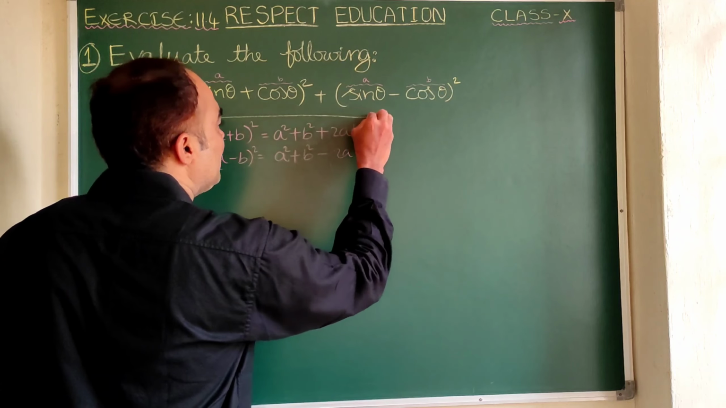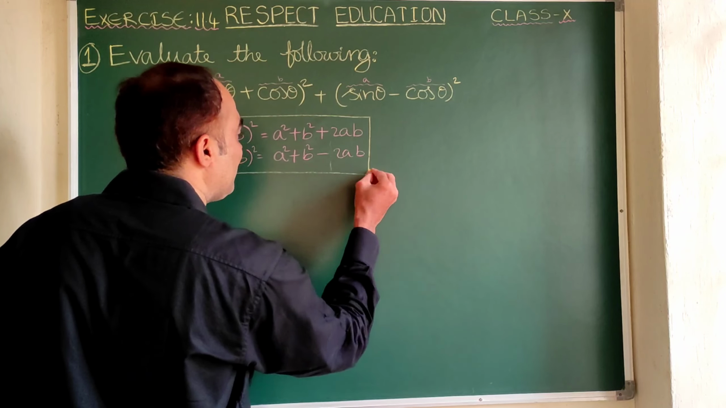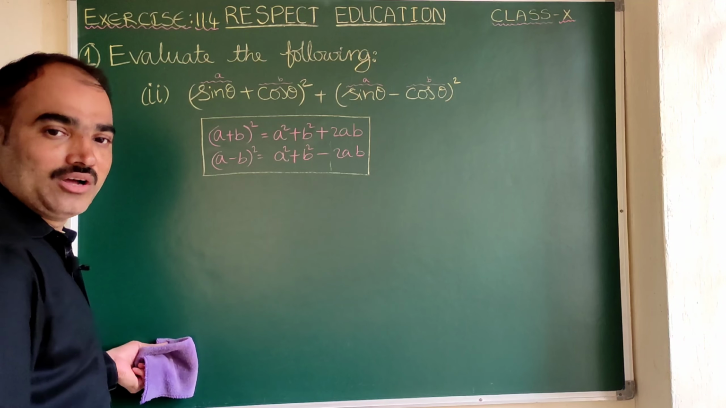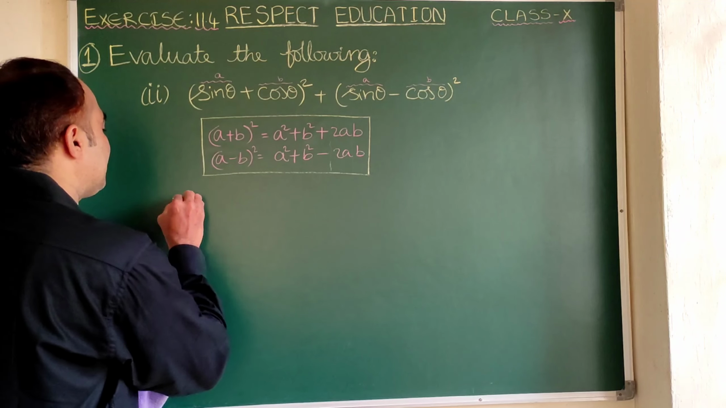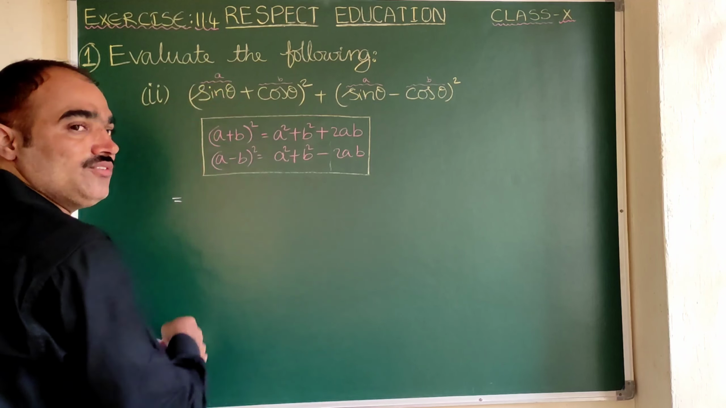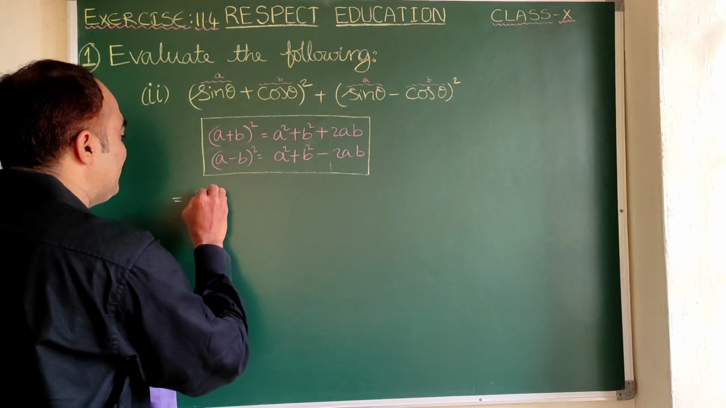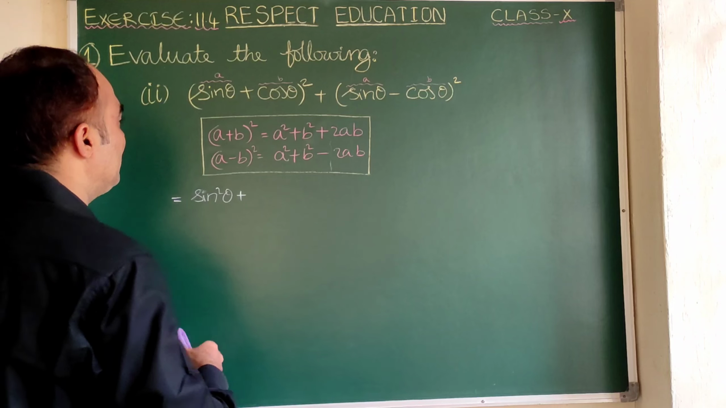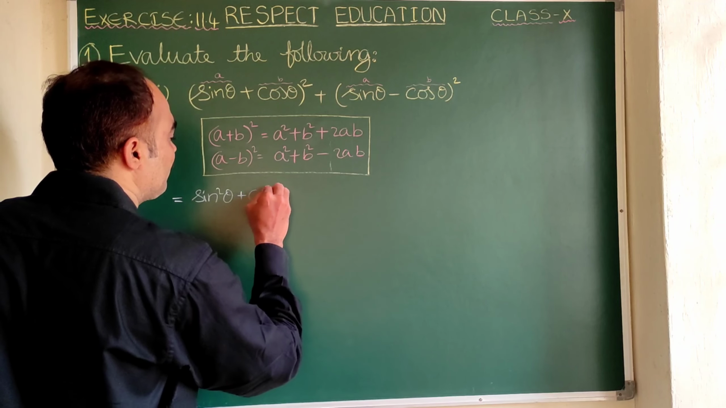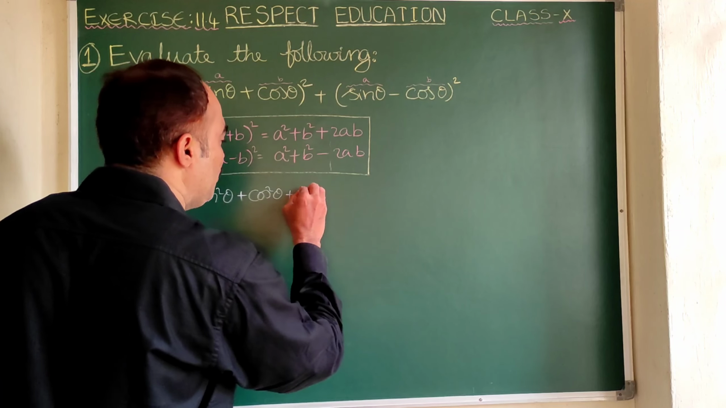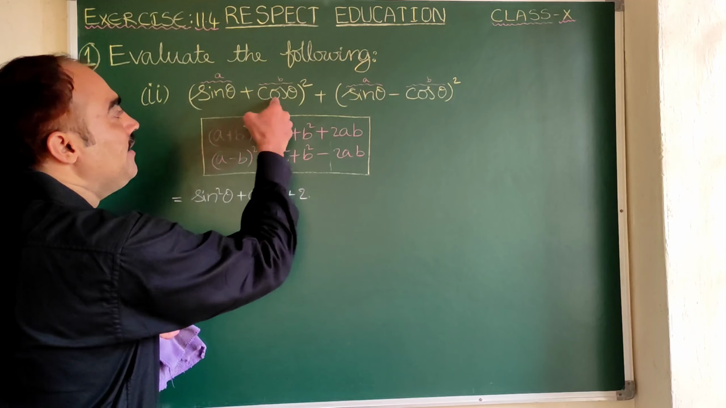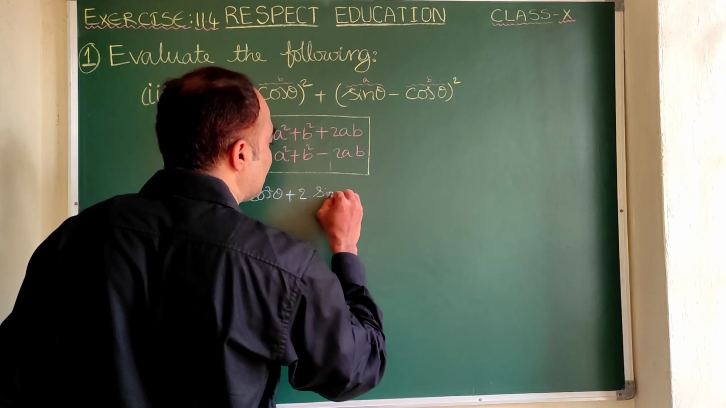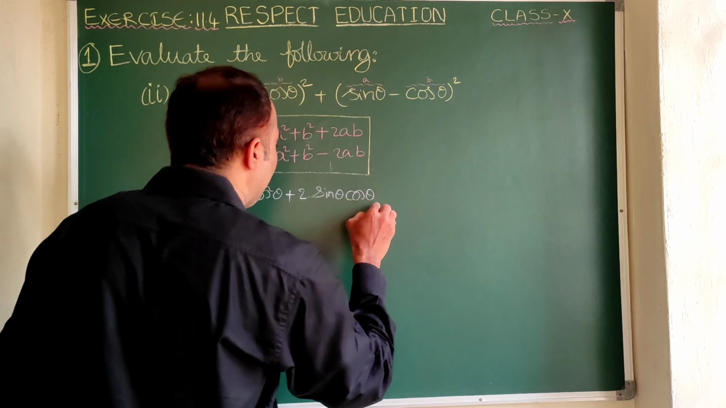Now, based on these formulas, wherever A is there, you can say sin theta. Wherever B is there, you can say cos theta. Now, can you tell me what A square will be? Sin square theta. Sin square theta plus B square means cos square theta, plus 2 into A into B, sin theta into cos theta. Any doubt in this step?